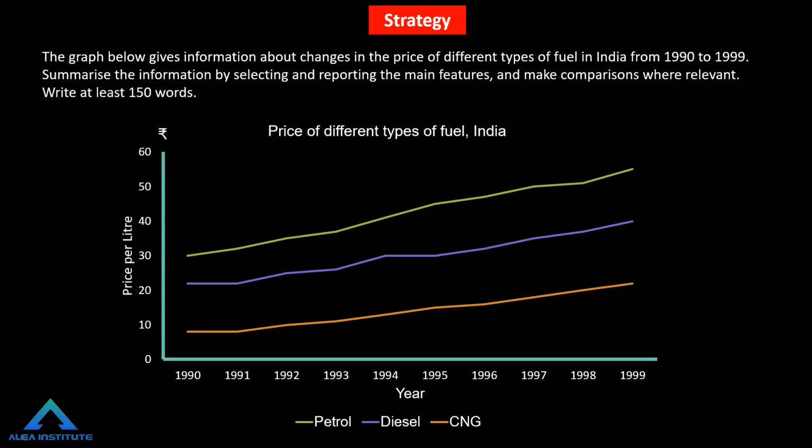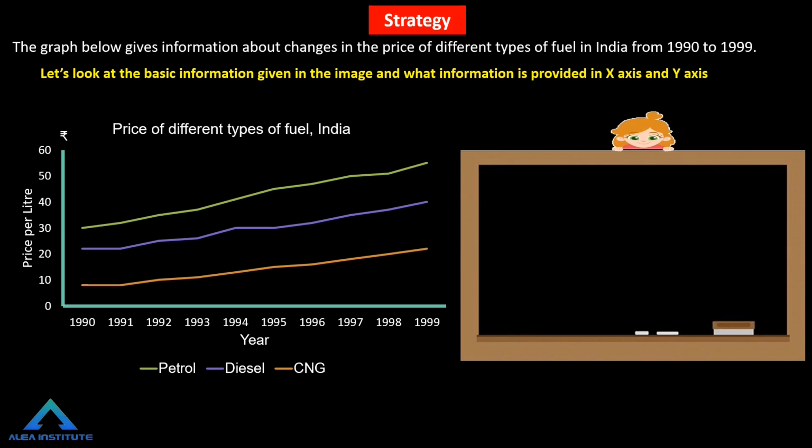Now, if we look at this picture, we will try to write this together. Step by step, we will see what to do in the planning stage, in the writing stage. So, let's start with the strategy for this given picture. In this line graph, we can see the instruction is given that the graph below gives information about changes in the price of different types of fuel in India from 1990 to 1999. So, let's start with the planning stage.